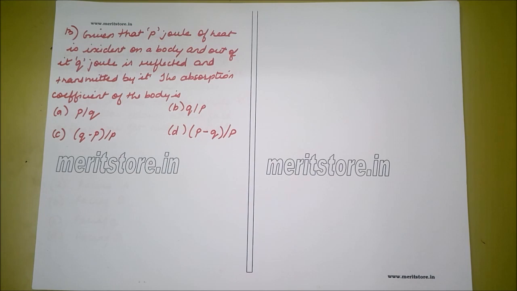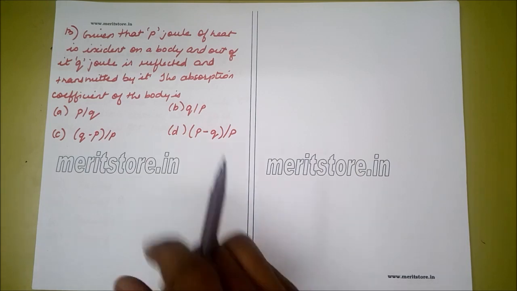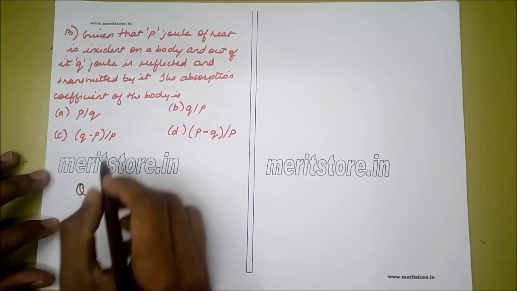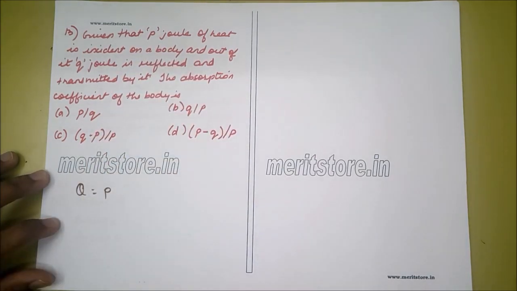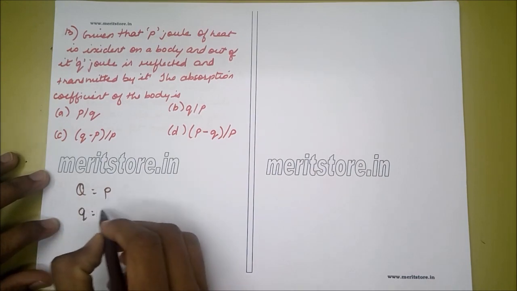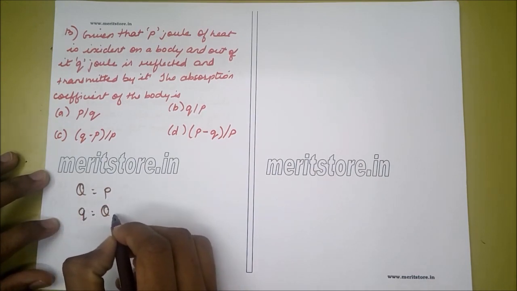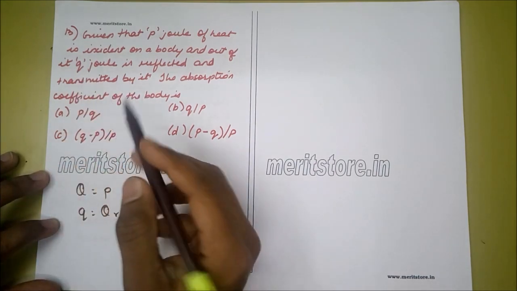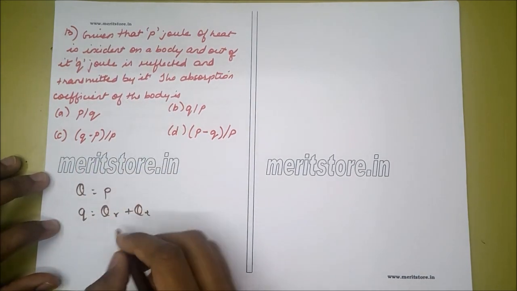Given that P joule of heat is incident on a body and out of it Q joule is reflected and transmitted by it, the absorption coefficient of the body is, the options given are P by Q, Q by P, Q minus P by P, and P minus Q by P. Now let the total heat that is incident be P, and Q is given as the amount of heat that has been reflected as well as transmitted. So Q joules of heat is reflected and transmitted.